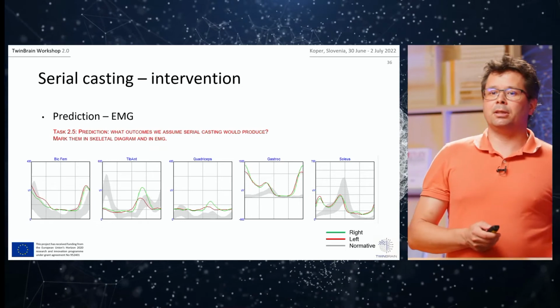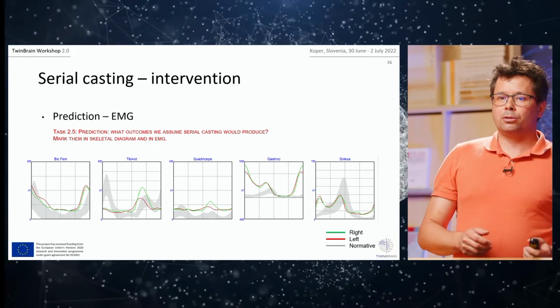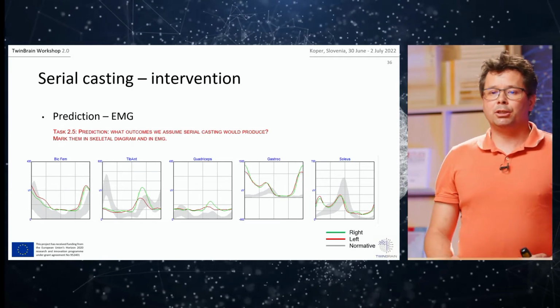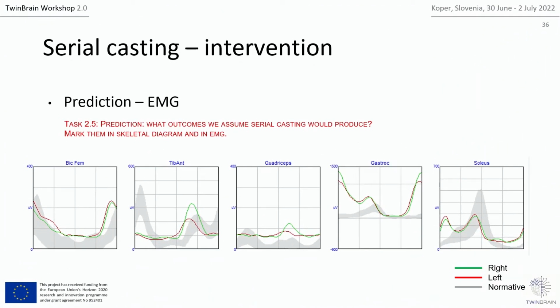But let's first also try to identify what changes we expect to occur in the muscle activation patterns if the casting is successful. So let's start on the right. For the plantar flexor muscle group, we expect, if the serial casting is successful, that such an excessive activation of the plantar flexor muscles would no longer be necessary immediately when entering the stance.